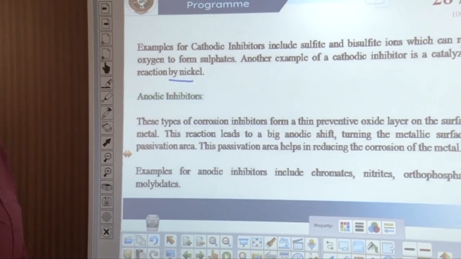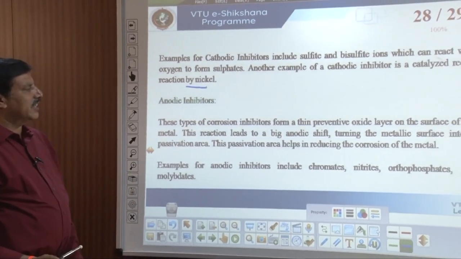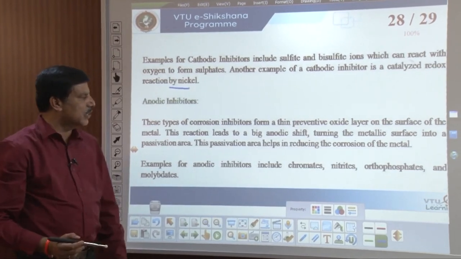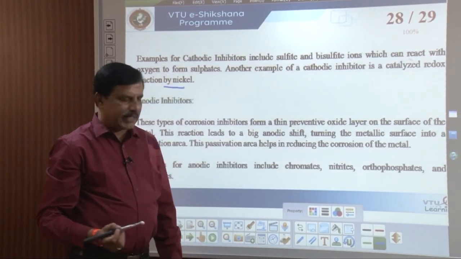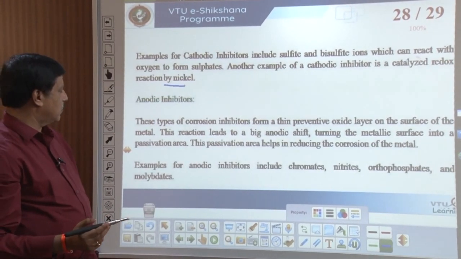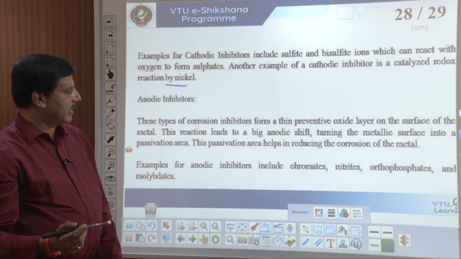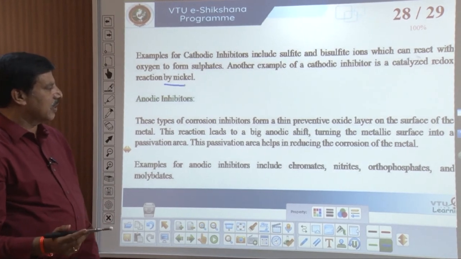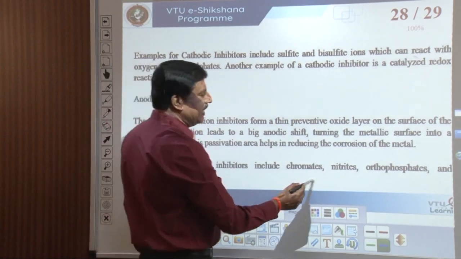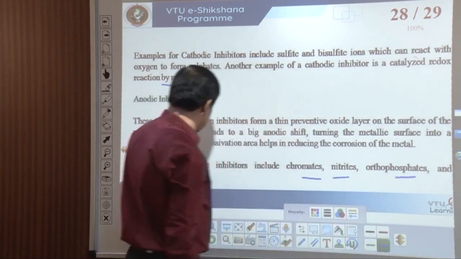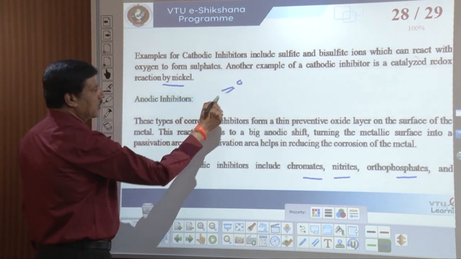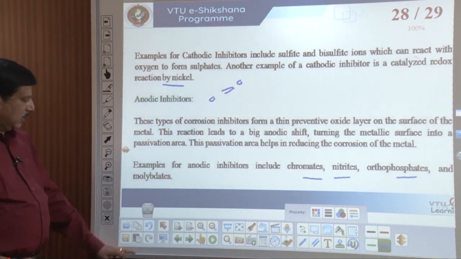Anodic inhibitors are a type of corrosion inhibitor that forms a thin protective oxide layer on the surface of the metal. This reaction leads to a big anodic shift, turning the metallic surface into a passivation area. This passivation area helps reduce the corrosion of the metal. Examples of anodic inhibitors include chromates, nitrates, orthophosphates and molybdates.